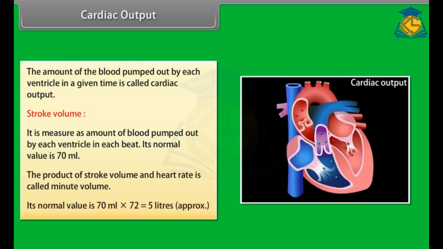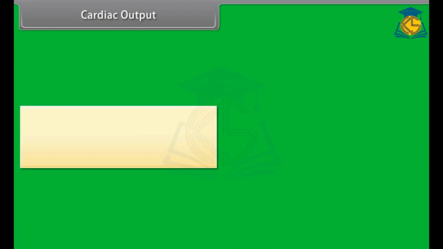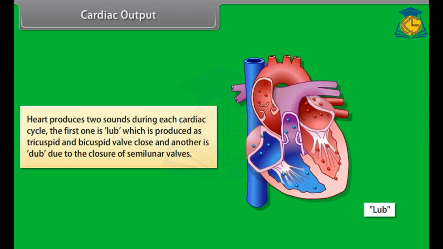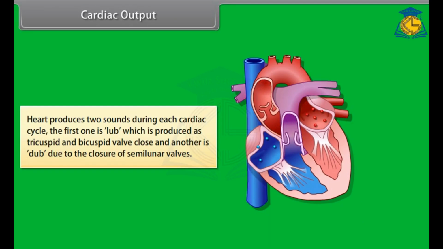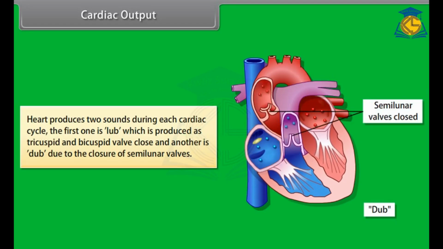Its normal value is 70 milliliters into 72, which equals approximately 5 liters. The heart produces two sounds during each cardiac cycle. The first one is lub, which is produced as the tricuspid and bicuspid valves close, and the other is dub, due to the closure of the semi-lunar valves.